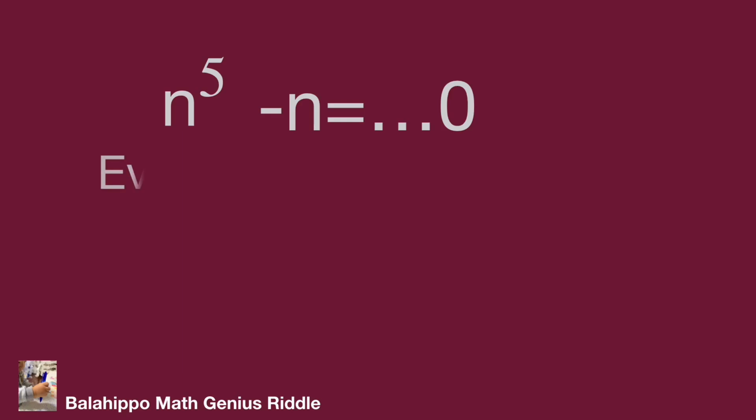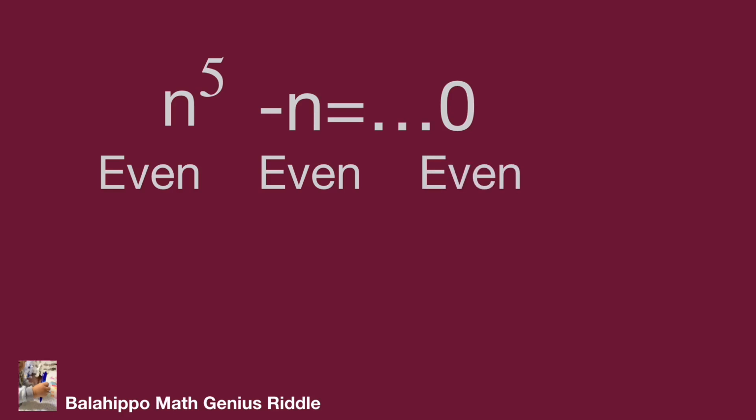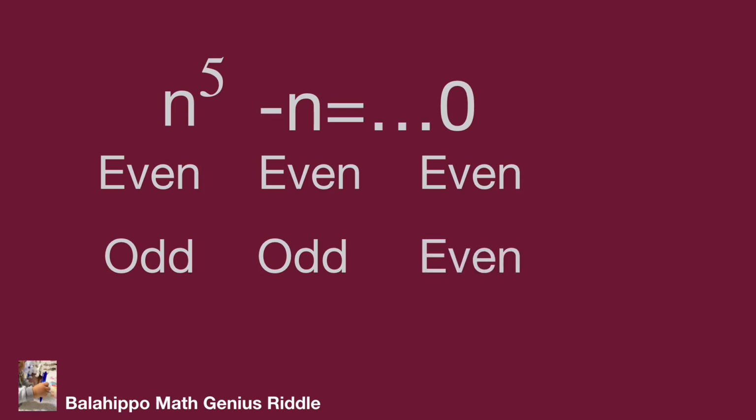Okay, if n is an even number, n to the power 5 is an even number, then n to the power 5 minus n is an even number. If n is an odd number, n to the power 5 is an odd number too, then n to the power 5 minus n is an even number. That means 2 is a factor of n to the power 5 minus n. We assume n to the power 5 minus n has the factor 10, equal to 2 times 5. So we need to prove n to the power 5 minus n has the factor 5.